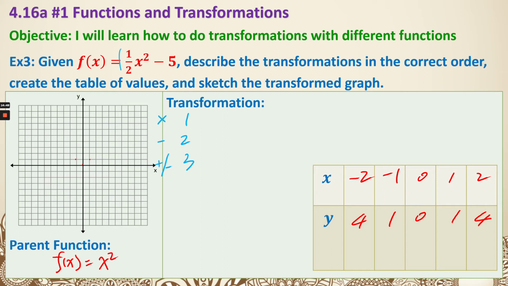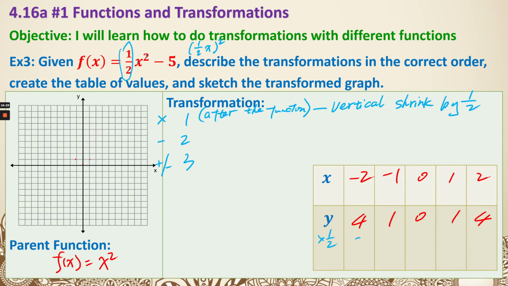We do have multiplication right here. And if you think about it, you still need to do the square first, then multiply by 1/2. If you think you're going to need to multiply by 1/2 first, that should look like 1/2 x and then square. That's different. So in this case, it is clearly happening after the function. So it is going to be a vertical shrink because it's less than 1, by 1/2. So that means I'm going to need to multiply everything by 1/2. That becomes 2, that becomes 1/2, that becomes 0, that is 1/2, and that is 2. Okay, that's the first change.